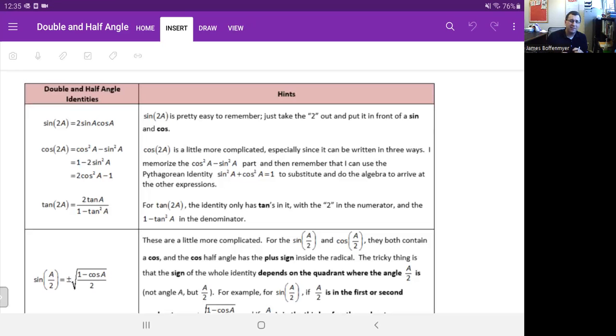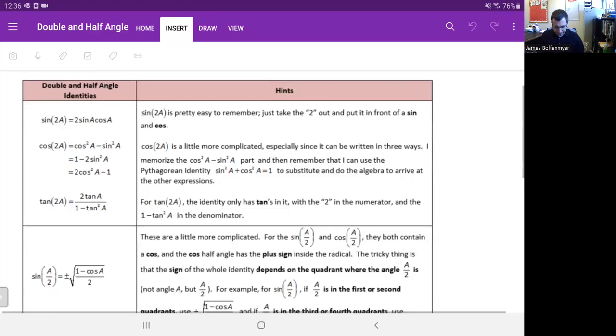The last double angle identity is tangent of 2 times your theta, or 2 times your angle. That's equal to 2 times tangent of your angle, all divided by 1 minus tangent squared of your angle. Okay, so those are the double angle identities. You definitely want to be familiar with those. I would suggest getting a note card and writing them down, because the easy part is memorizing them. The hard part is working through problems and understanding how each little piece works.